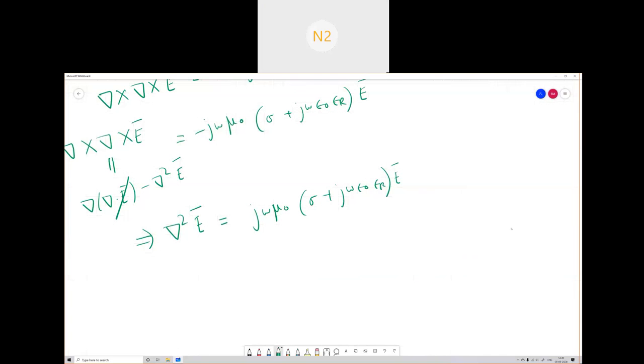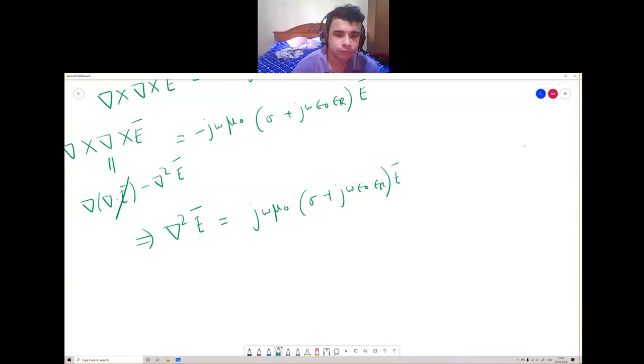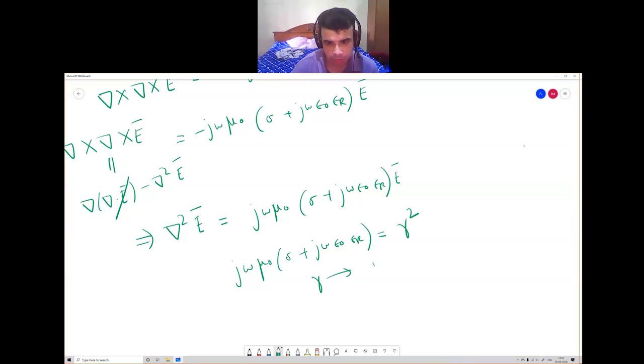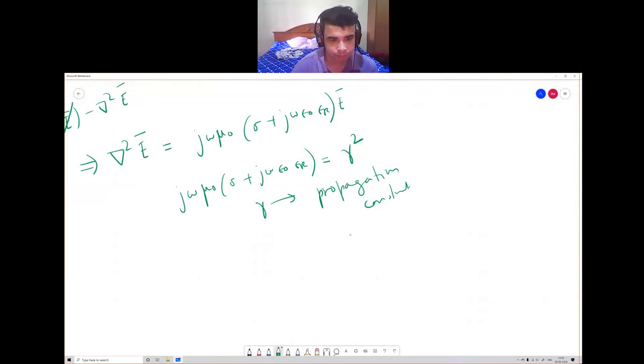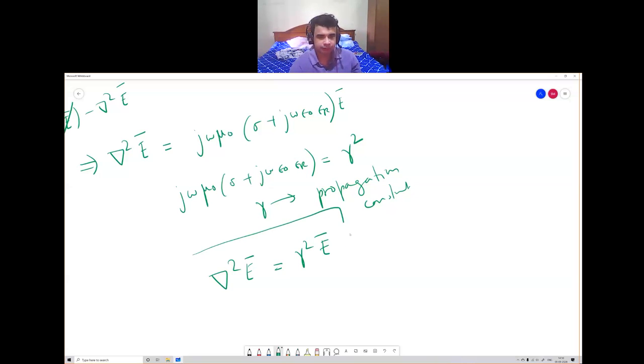Now, we take this entire term equal to gamma square. Gamma is the propagation constant. So our equation becomes... can you remember where we have seen this type of equation? Things like this. In transmission line.